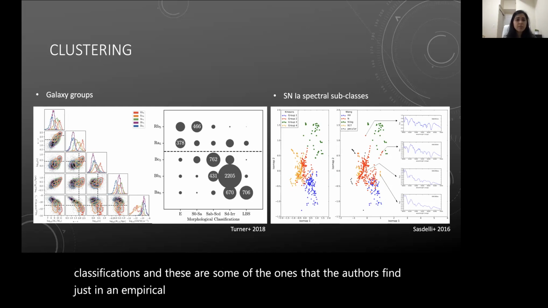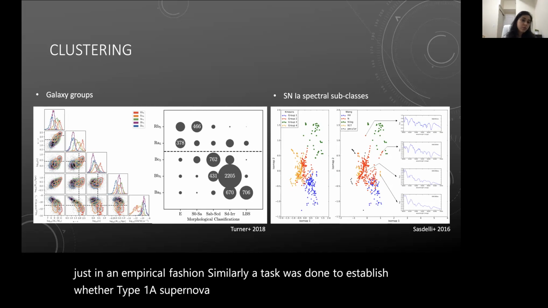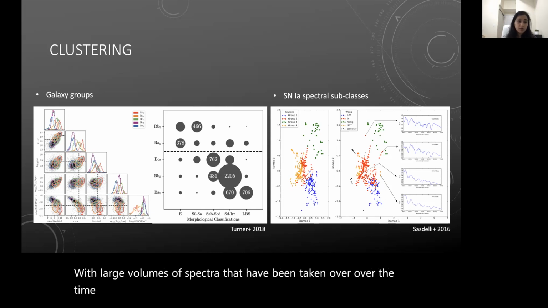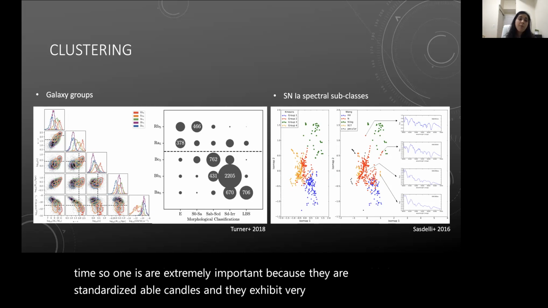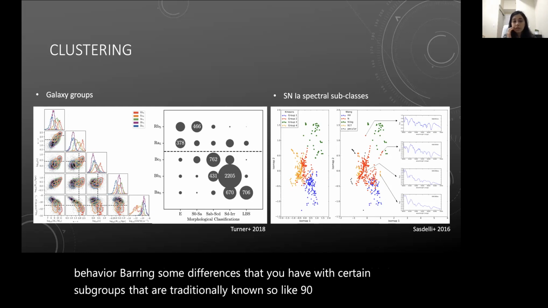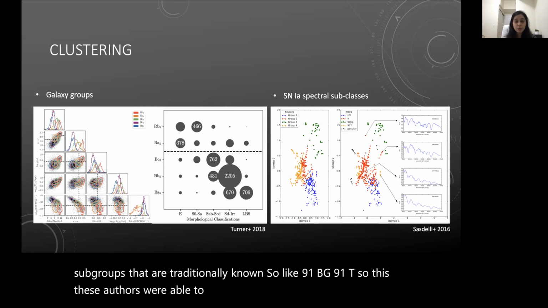Similarly, a task was done to establish whether type 1a supernova subgroups are consistent with large volumes of spectra that have been taken over time. Type 1as are extremely important because they are standardizable candles and they exhibit very, very smooth behavior, barring some differences with certain subgroups that are traditionally known, like 91bg and 91T.